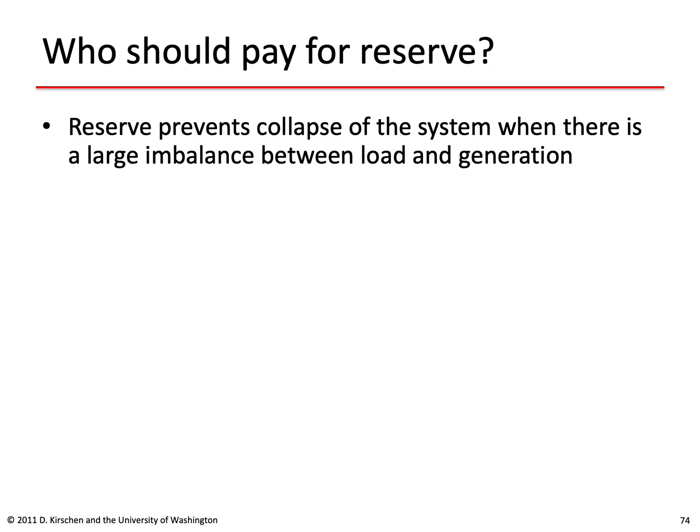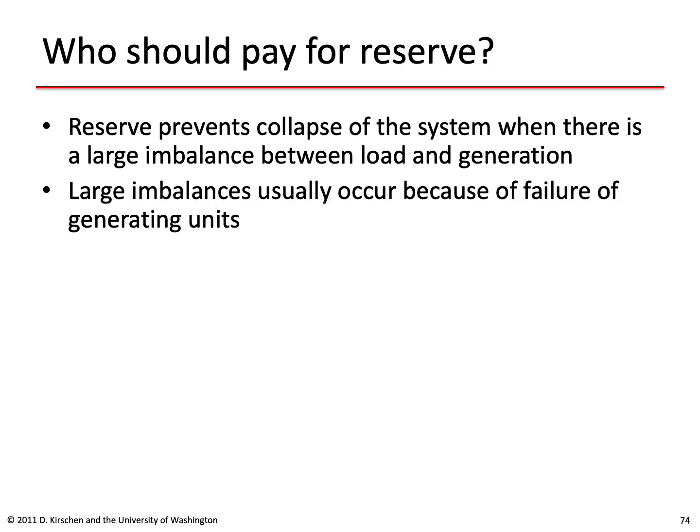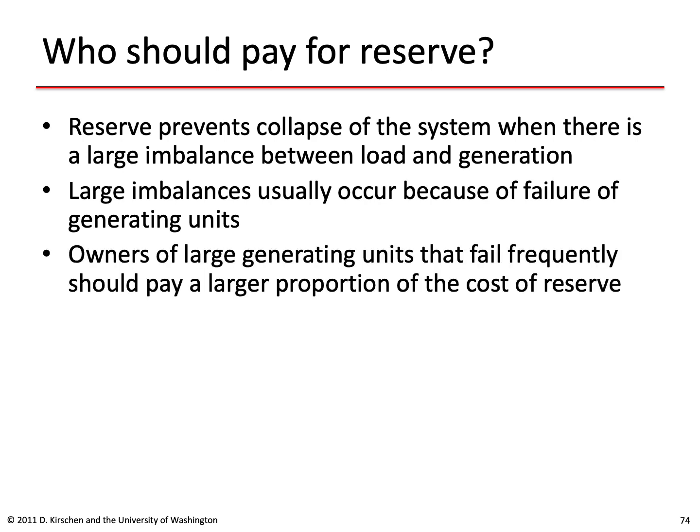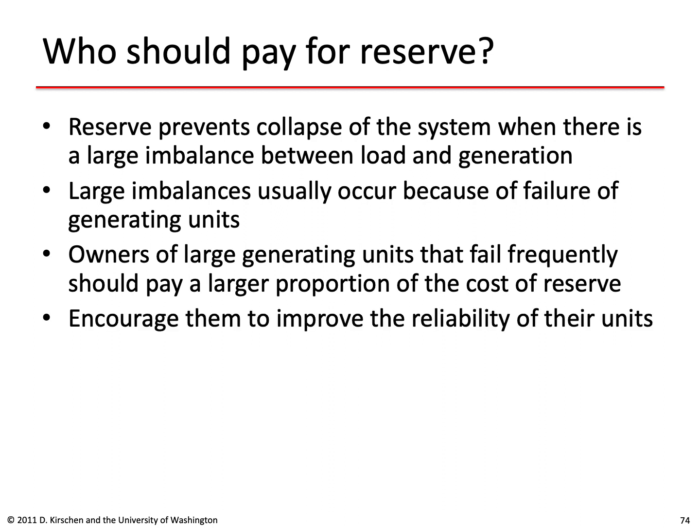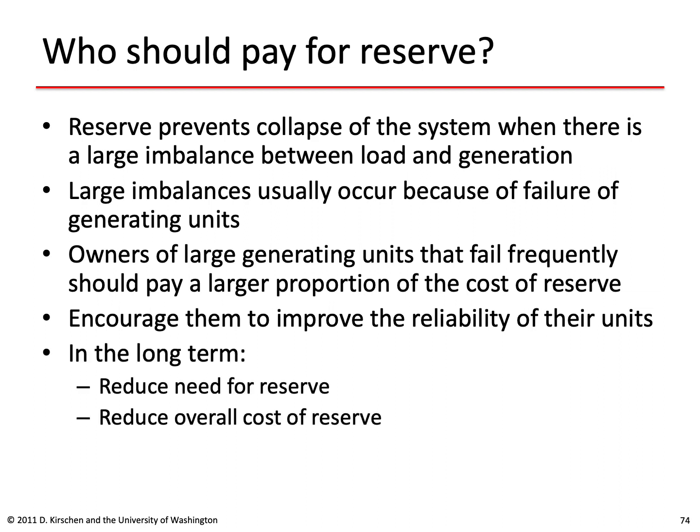Now, reserve is provided to prevent the collapse of the system when there's a large imbalance between load and generation. And these large imbalances usually occur because of the failure of a generating unit. So it would make sense to say that the owners of large generating units that fail frequently should pay a larger proportion of the cost of reserve, because that would encourage them to improve the reliability of their units. And in the long term, that would reduce the need for reserve and reduce the overall cost that everybody ends up paying for reserve.